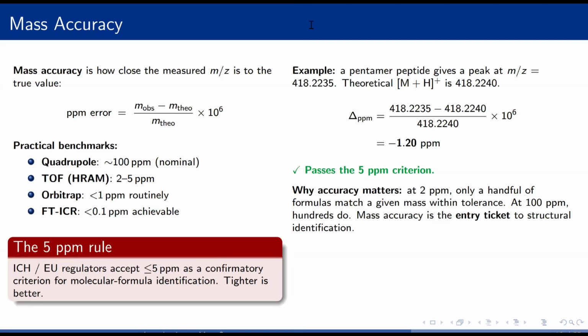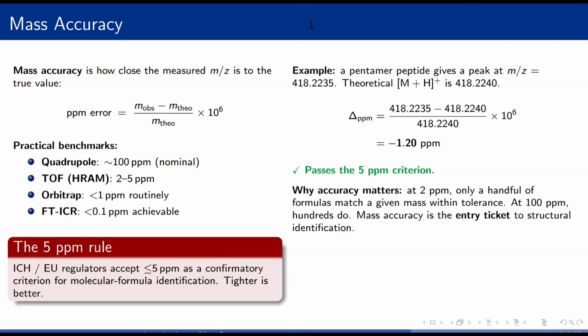The 5 ppm rule is worth memorizing. This is the accepted regulatory criterion in ICH guidelines and an EU Commission decision 2002/657/EC for confirming the identity of a compound from its mass alone. If your measured mass is within 5 ppm of the theoretical monoisotopic mass of the candidate formula, that's considered a confirmatory match. Tighter than 5 ppm is, of course, better.